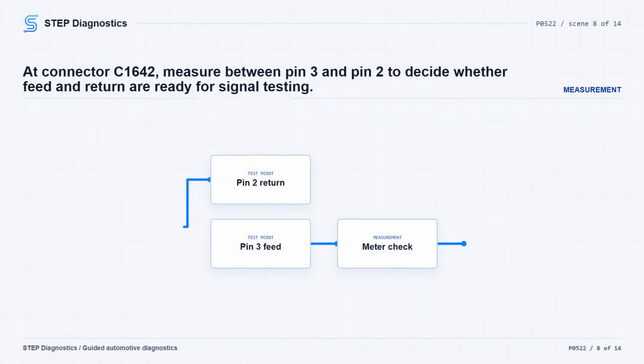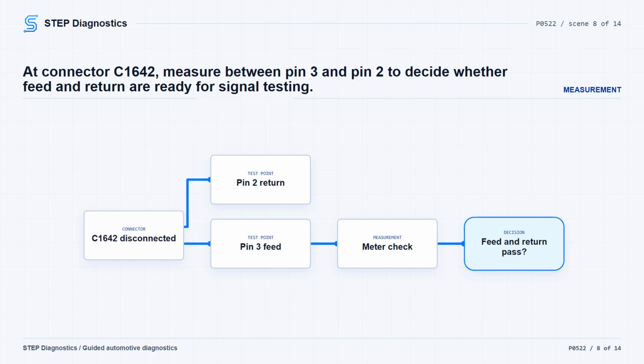Now test at the engine oil pressure sensor. For the 2.7L engine, turn the ignition off and disconnect engine oil pressure sensor connector C1642. Turn the ignition on and measure between C1642 pin 3 and C1642 pin 2. You should see approximately 5 volts. If you do, the feed and return are good enough to move into the signal circuit checks. If you do not see approximately 5 volts, skip ahead to the VREF and return circuit checks.